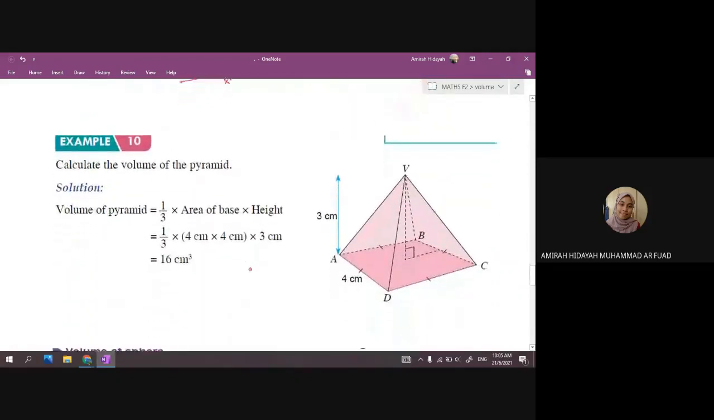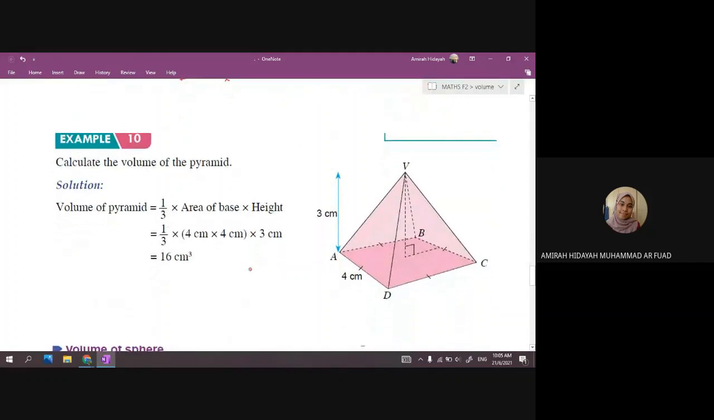Okay, next one is to calculate the volume of pyramid. Okay, volume of pyramid adalah 1/3 times area of base times height. So 1/3 times area of base.